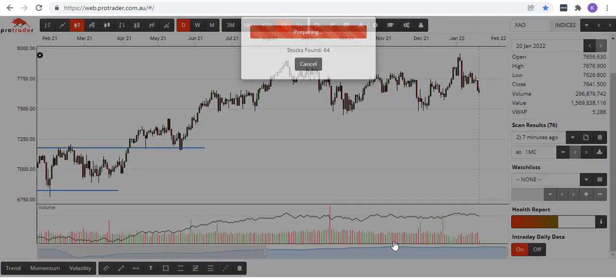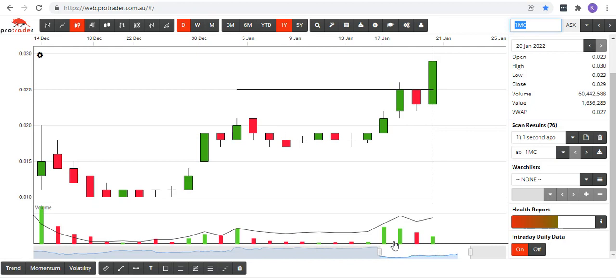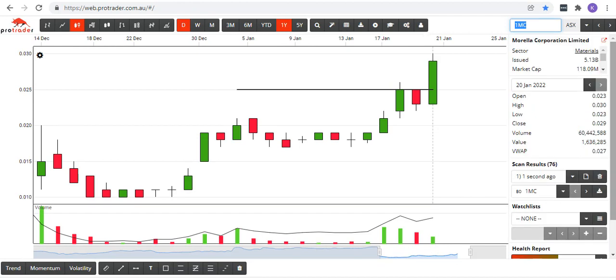So press scan. What have we got? 76. Holy smokes. So this will give you something to play around with. Just bear in mind this one looks very interesting. It's had a break today, but there is 5.13 billion, so there's quite a few out there.